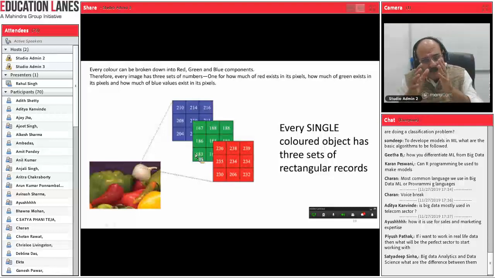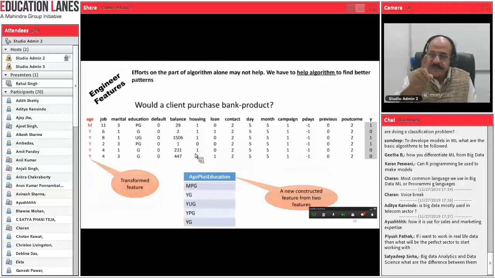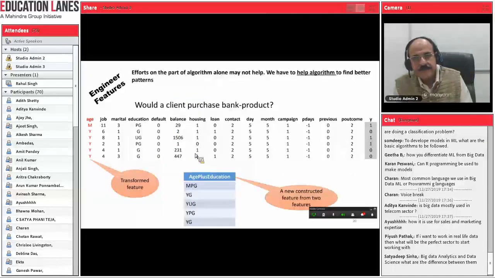So the deep learning algorithm takes this data and finds patterns in them, how much of R, how much of G, and how much of B. Okay, that is the one thing it does. So that is one difference in deep learning and in normal tabular machine learning. But the major difference comes here. I'll explain the major difference in deep learning and in traditional machine learning.